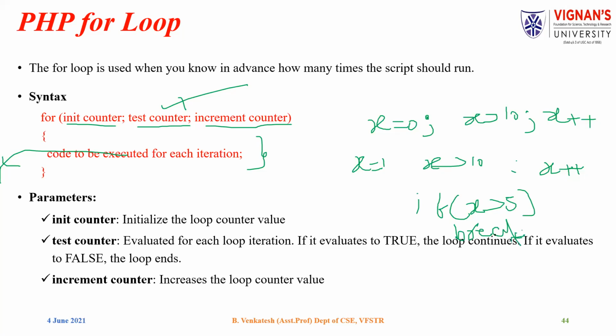So if the x value becomes 5, then break is encountered, and it will come out of the loop, whether the for loop condition is true or false. Even though the for loop condition is true, it comes out of the loop. So this is the scenario where we are going to use it, if you want to come out of the loop in the middle, when it encounters something in the for loop.